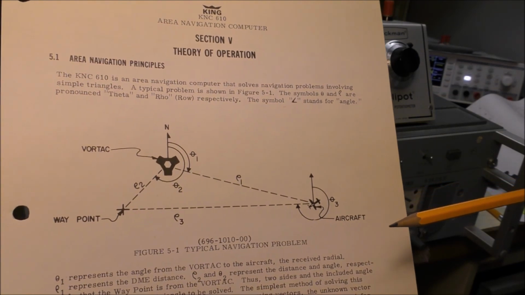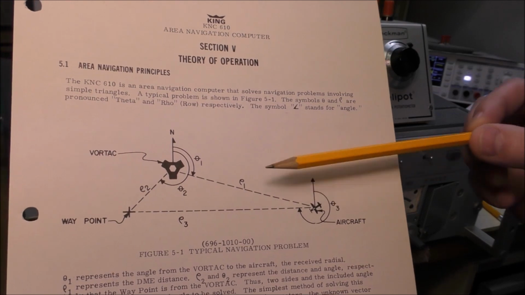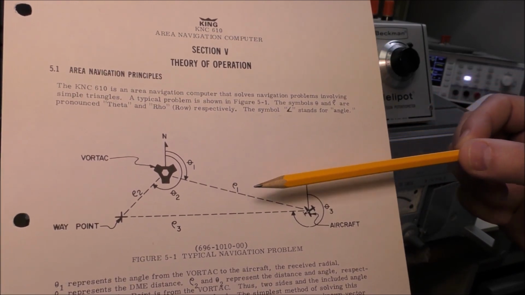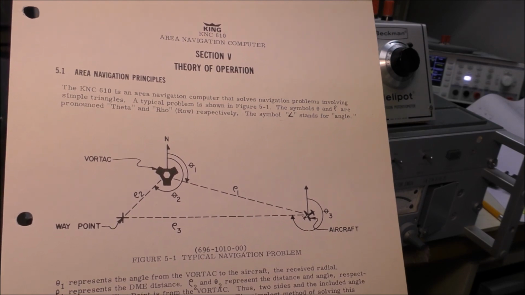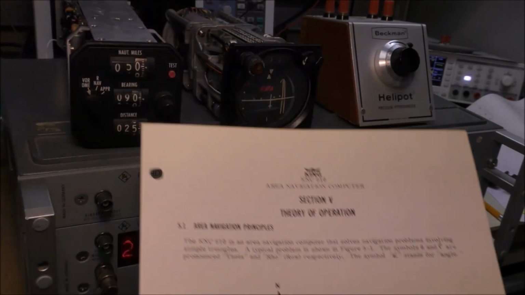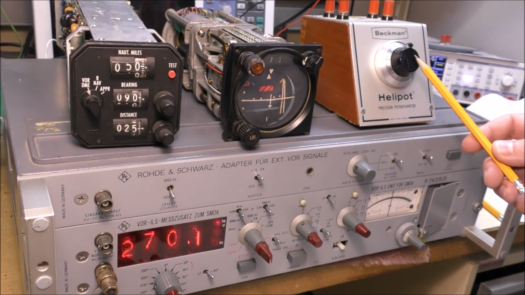The aircraft receives two pieces of information. First is the distance between the aircraft and the VORTAC. This is rho 1, given by the DME of the aircraft, the distance measurement equipment. On this setup, the distance is simulated using this potentiometer.